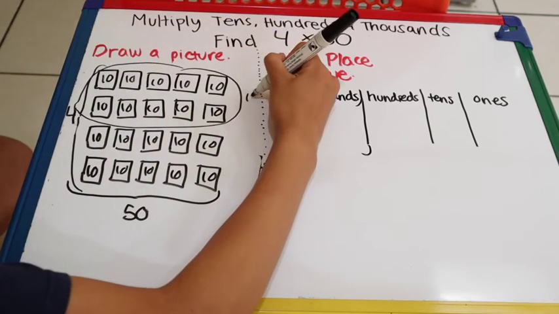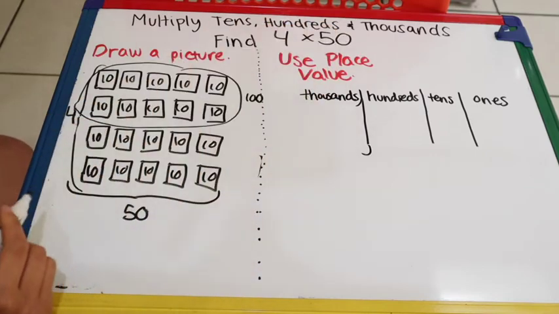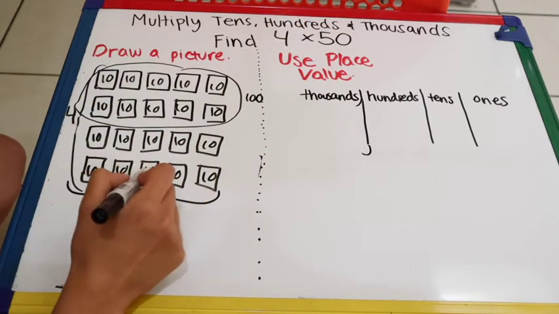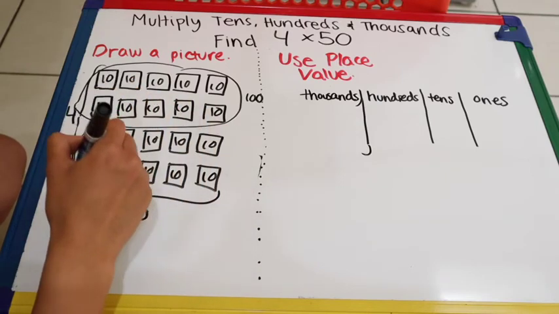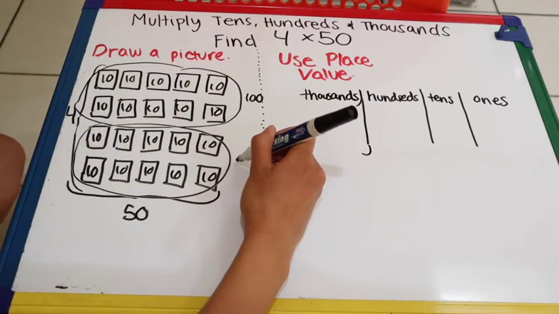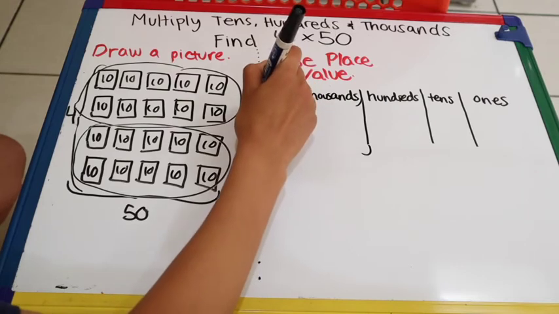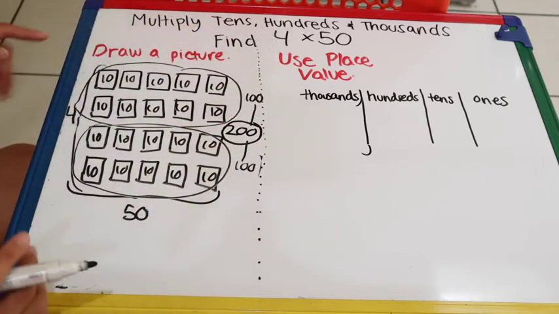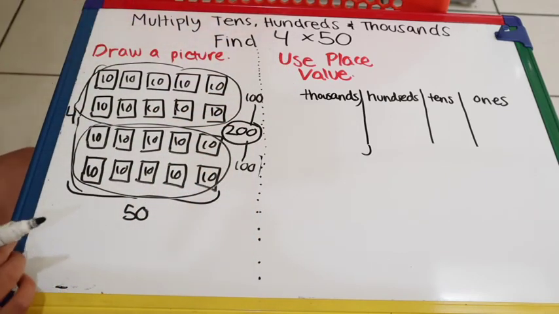This equals 100. 1, 2, 3, 4, 5, 6, 7, 8, 9, 10. So I actually have 2 groups of 10. I can add those together, which equal 200. And that is how you draw a picture for 4 times 50.